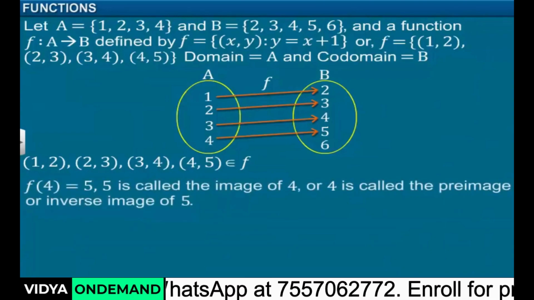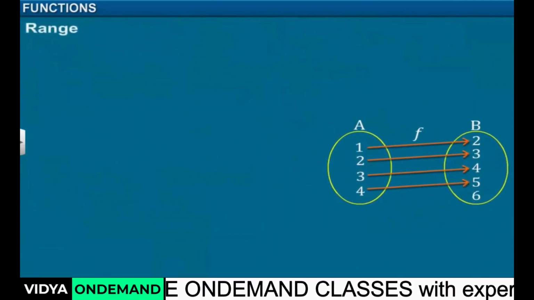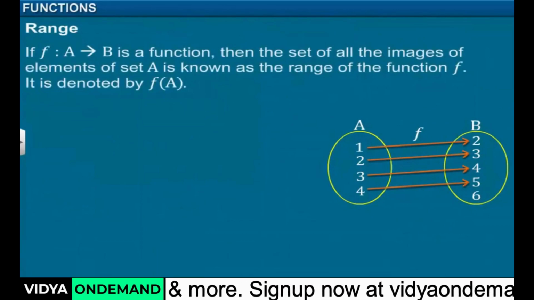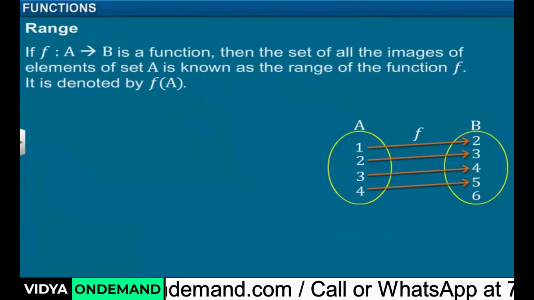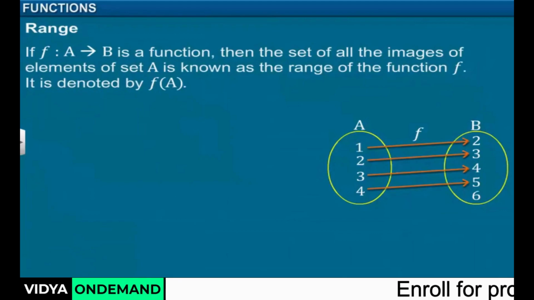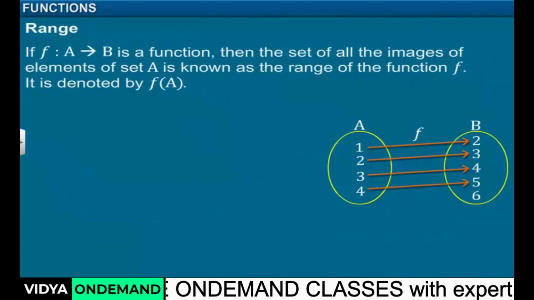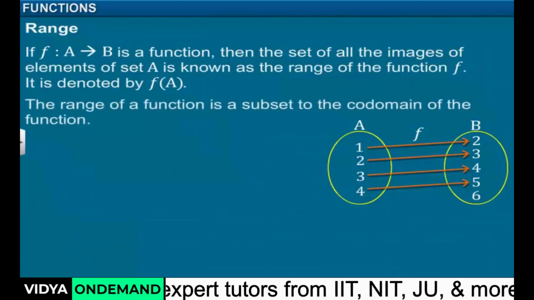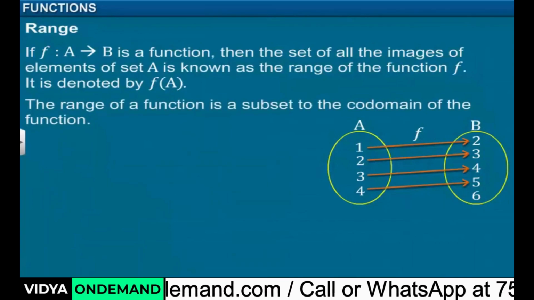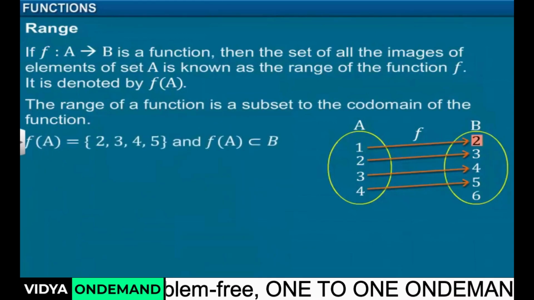Let us now define the range of a function. If f is a function from A to B, then the set of all images of elements of set A is known as the range of function f. It is denoted by f of A. As you know, the range of a function is a subset of the codomain of the function. The range of f is the set having the elements 2, 3, 4, and 5. And f of A is a subset of B.